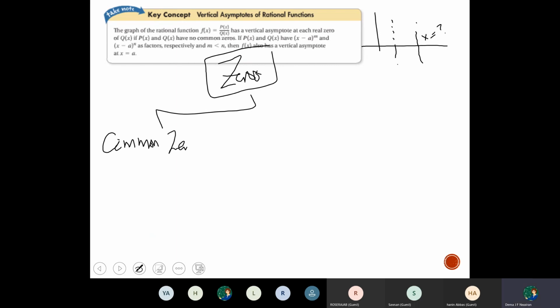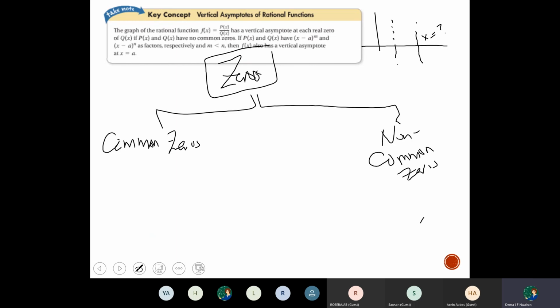Now, for the vertical asymptotes, what do I have to check? I have to check now the zeros of the function. Now, if we have common zeros, and if we have none common zeros.